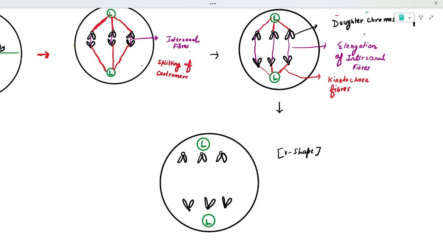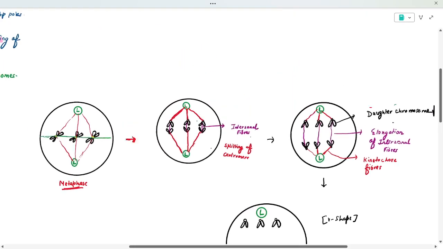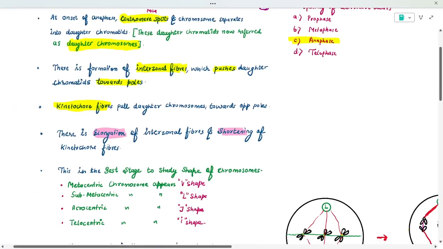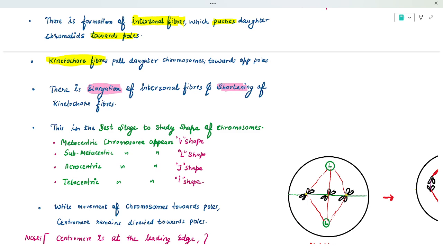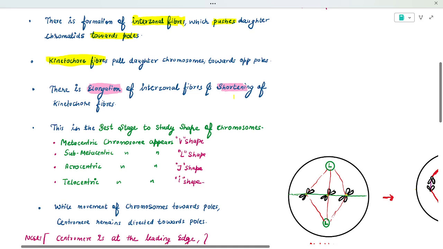If the centromere is in the middle, it is metacentric. If it is slightly away from the center, it is submetacentric. If it is closer to one end, it is acrocentric, and if it is shifted to the end of the chromosomal arm, it is telocentric. So this phase is also considered the best phase, the best stage, to study the shape of the chromosome.